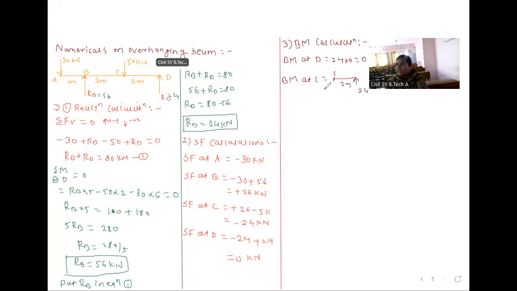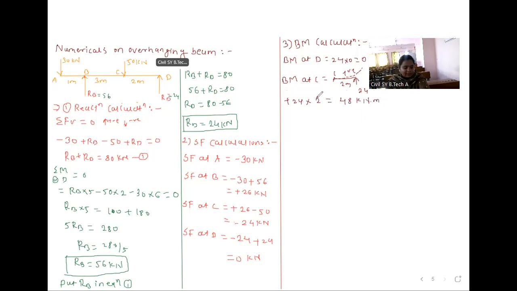Okay, so bending moment at C. This 24 pushes upward. That means the beam will deflect likewise, so this is positive. So plus 24 into perpendicular distance, which is how much? 2 meter. So bending moment at C is 24 into 2, which is 48 kilonewton meter.